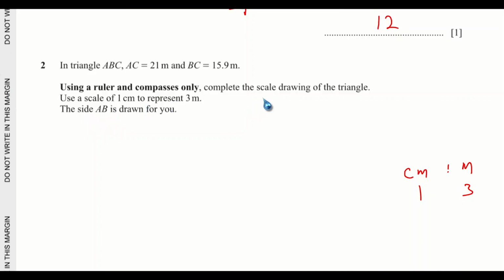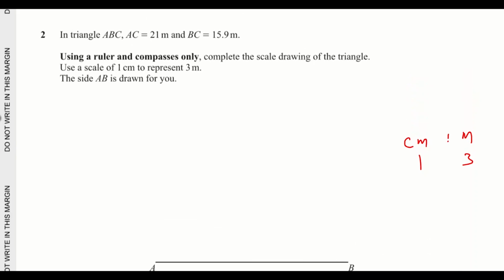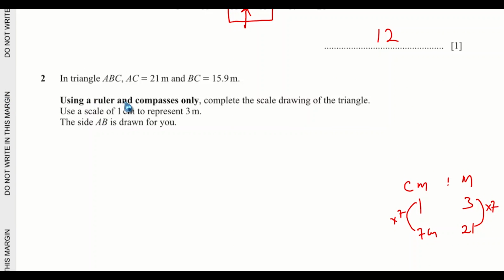We have the length of AC to be 21. So what will be the value on paper? If you have 21, what was done to 3 to get 21? That is multiplied by 7. So you can do the same here. That will be 7 centimeters. So that means 21 meters will be 7 centimeters on paper. We have to do the same thing for the length BC.